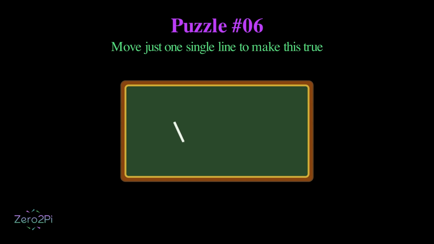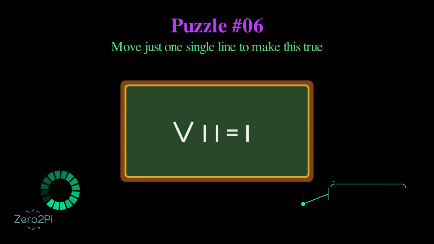We have a chalkboard with a simple equation written on it. 7 equals 1, written in Roman numerals. But of course, this equation is completely wrong. The challenge is to move just one single line to make this equation true. Just one line that can turn a false statement into a mathematically correct one. Take a moment to pause and think about this.